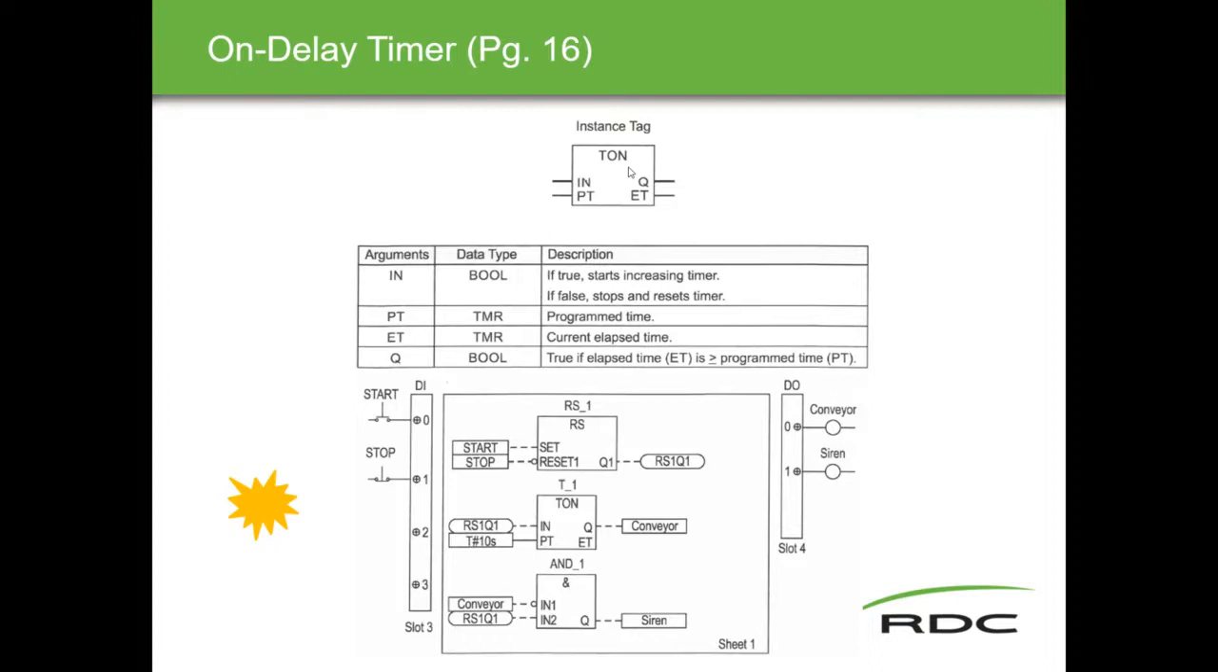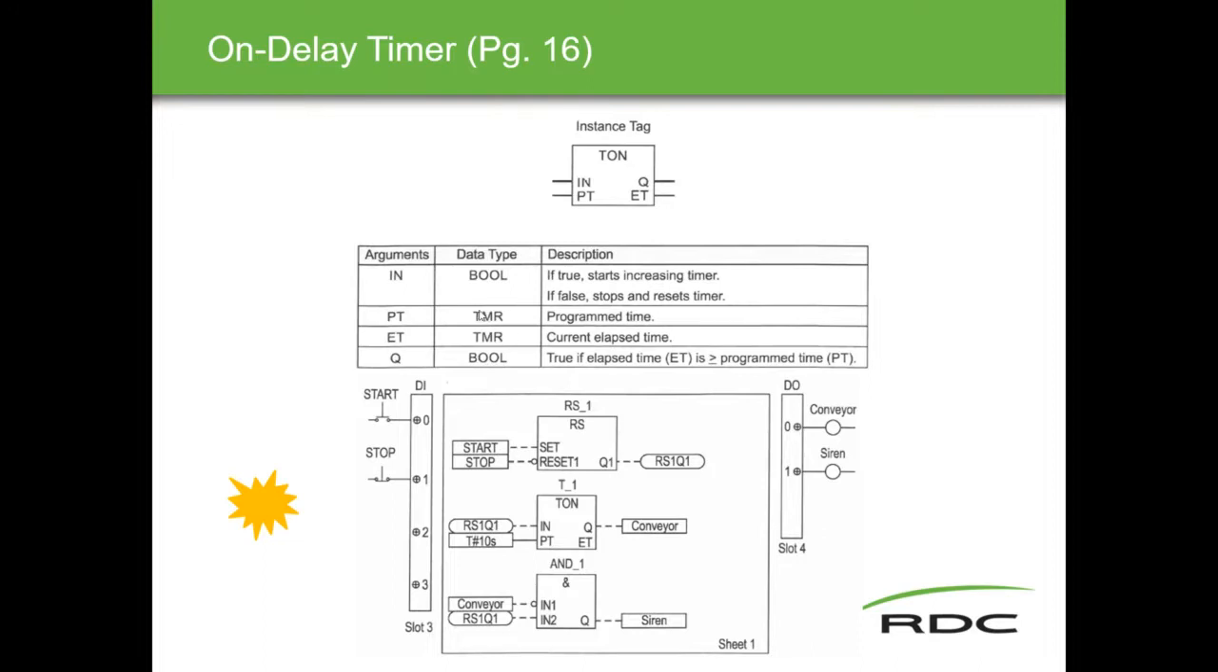Okay, so again, on-delay timer. We looked at these same ideas in ladder, doing the same thing here. So we have an input argument, which is Boolean. So this basically is an enabling bit. So turn me on, turn me off. PT for program time, how long we want it to do its thing. ET for elapsed time, and our output, which is a Boolean, true or false.